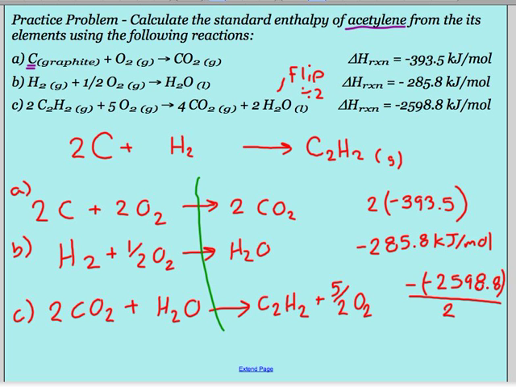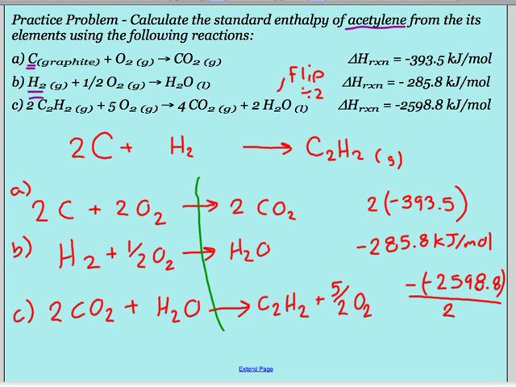If we look at reaction B, we have hydrogen. And you can see hydrogen is a reactant in B. He's also a reactant in what we want, and he's the same thing. So we don't have to do anything to B. We just write him out again. And you can see down here I didn't change anything to him.